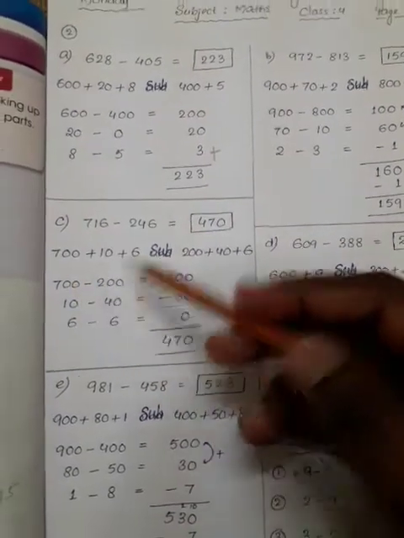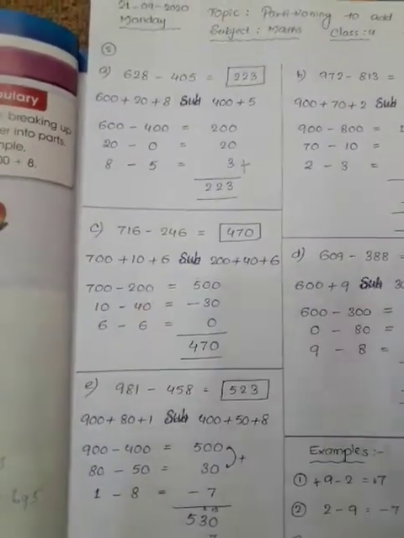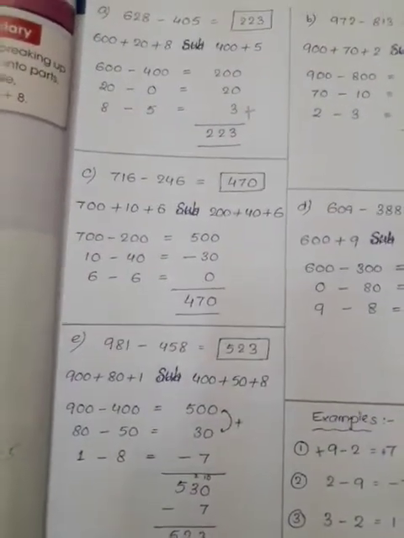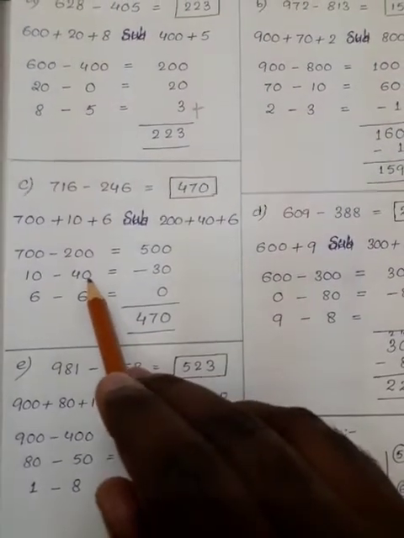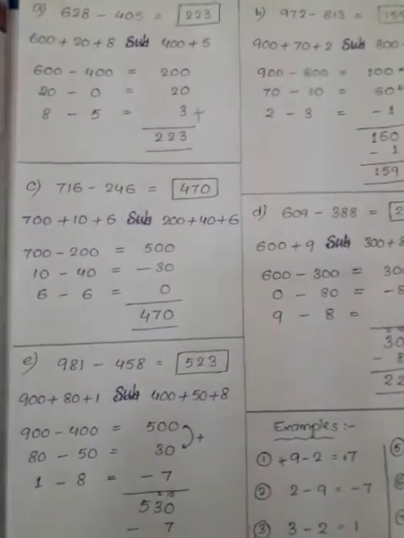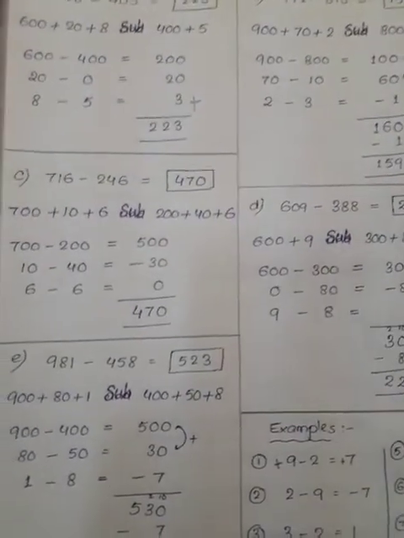So 700 minus 200, how much? 500. Now again, small number minus big number. First of all, subtract normally. 40 minus 10, how much? 30. But you have to write the symbol minus. Why minus symbol? Because 40 is the big number, before 40 is the minus symbol, so minus 30. So simple, one more time: small number minus big number, then in the answer it is minus.